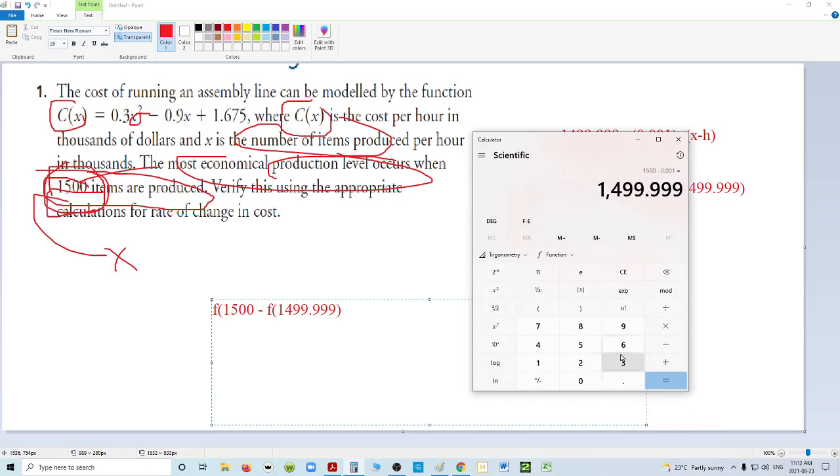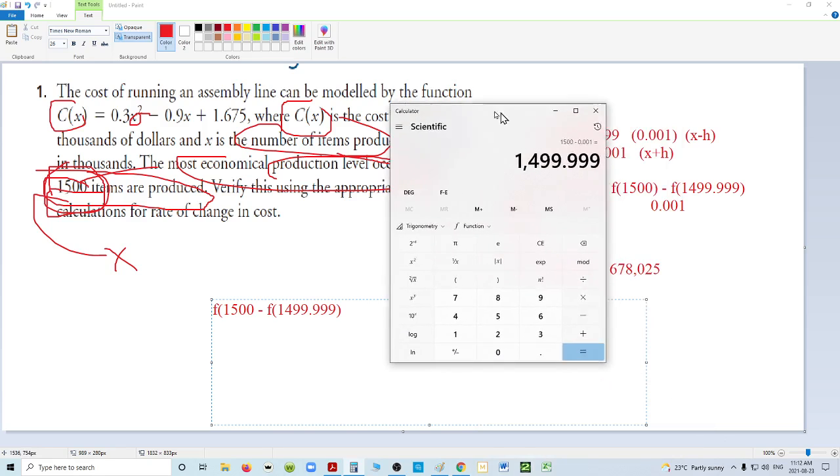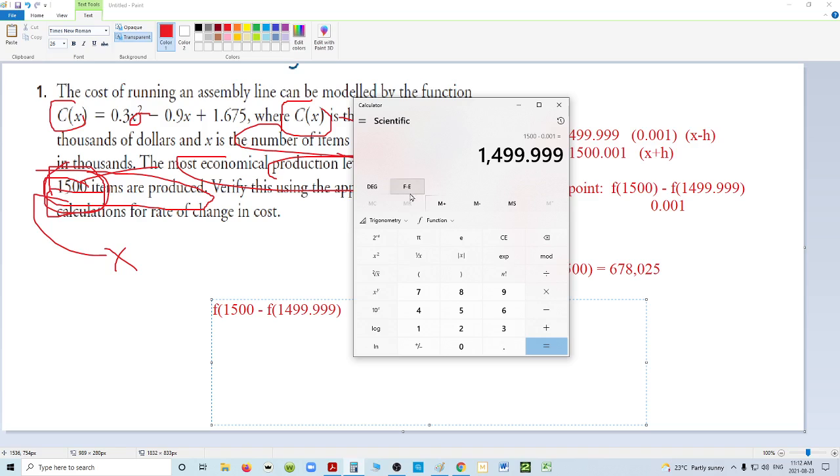Yeah, so we got it. And now we've just got to figure out what the y value is for that. So we square it. We multiply by 0.3. We're going to add 0.9 times 14.999. It's almost good to put the value in memory. This is why I like to use Desmos. And we're going to add the 1675. Now it's got to be very close to the result you got for the other one. If it isn't, you made a mistake.